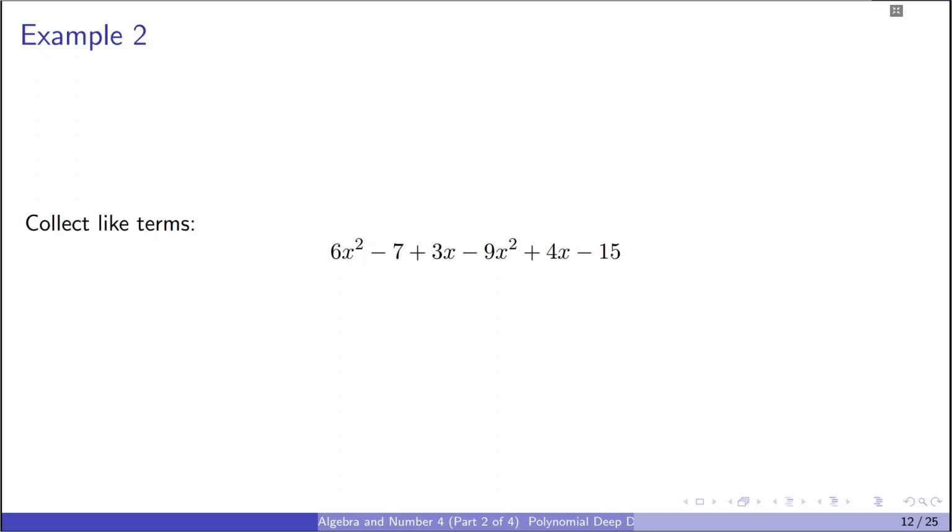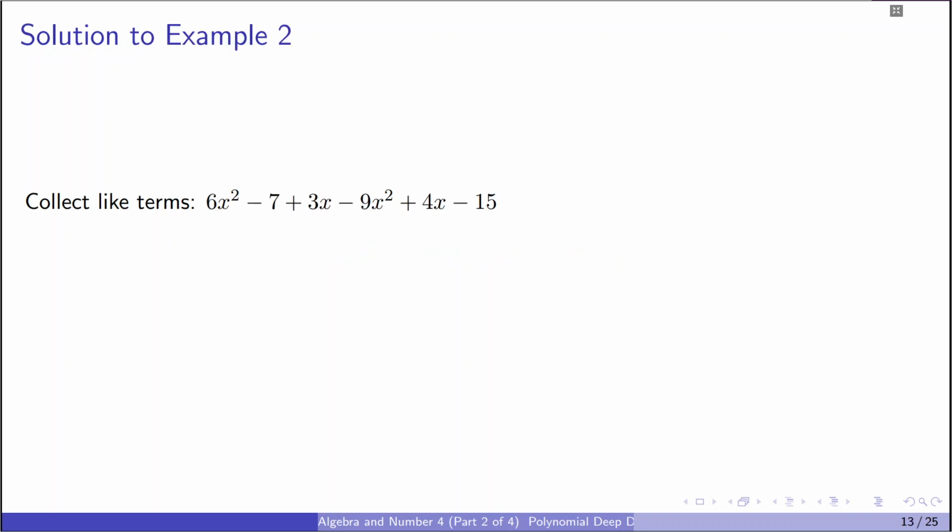Collecting like terms here. All right, again, we go in order of decreasing exponents. Our highest exponent here is x squared. So 6x squared minus 9x squared make negative 3x squared. 6 minus 9 is negative 3. Now we look for our next exponent of x. That's x to the 1. The 3x plus 4x combine to make 7x. Now our constants. Negative 7 minus 15 is negative 22. This is now fully simplified.